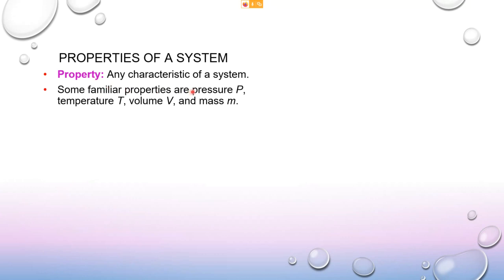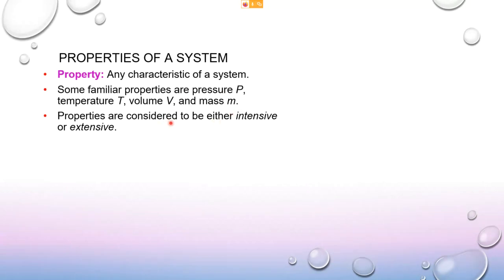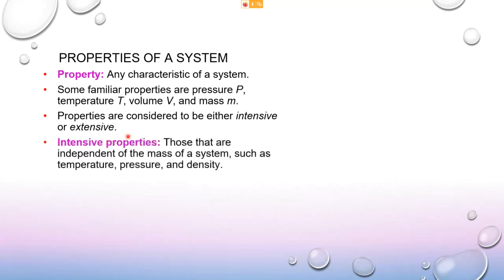Now, some of the properties are, for example, the pressure, the temperature, and the volume, or specific volume. And then, of course, you have the internal energy, the enthalpy, and the entropy. So properties are considered to be either intensive or extensive properties. What are the intensive and extensive properties?